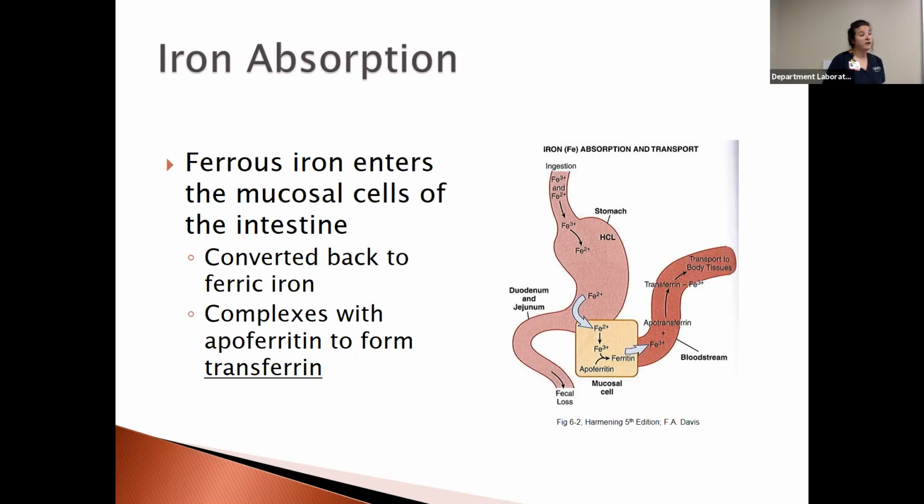So when apoferritin binds to iron, it's called ferritin. It's kind of like a storage. So think about apoferritin being like a cage-like molecule, and that iron is going to be inside that apoferritin. And when that binding occurs, it's called ferritin. And then transferrin is the carrier protein. It will bind to iron for transport through the plasma.